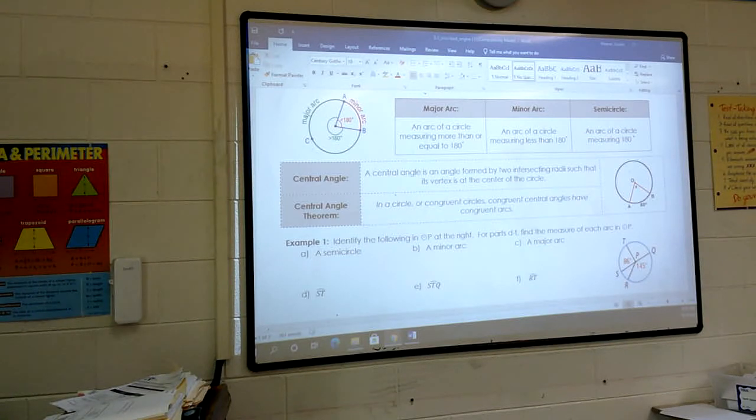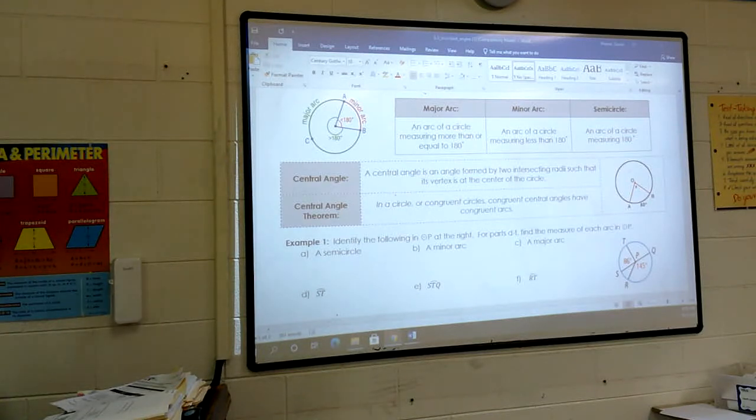A major arc is, we're talking about the outside of the circle right now with the arcs. A major arc is an arc of the circle that measures more than or equal to 180. So a major arc means it's more than half of the circle. A minor arc is less than half of the circle. So that should be kind of self-explanatory. Major arcs can be more than half. Minor arcs can be less than half.